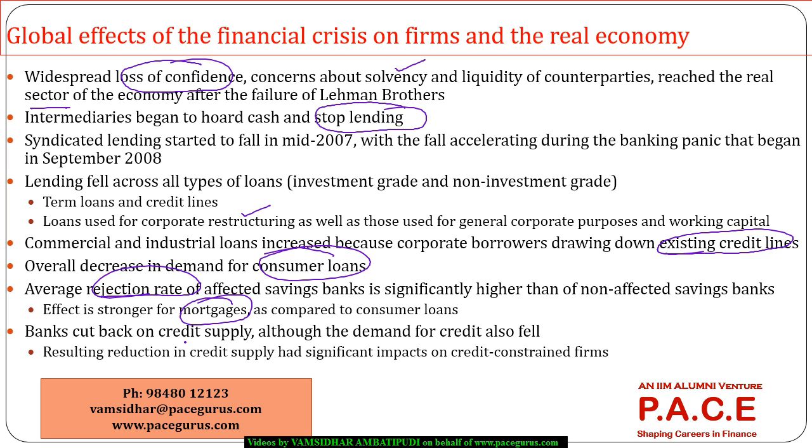And finally, banks have also cut back on their credit supply. So the number of loans, the amount of loans that they were lending, has decreased quite drastically. Even the demand for credit has fallen. So all these things have really contributed to the after-effects of the crisis, impacting the overall global economies as well as the non-financial and real economies across the world.